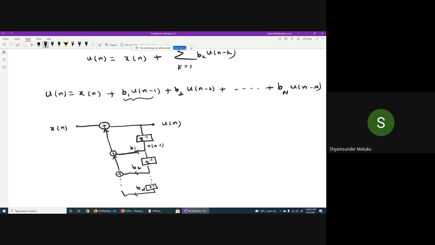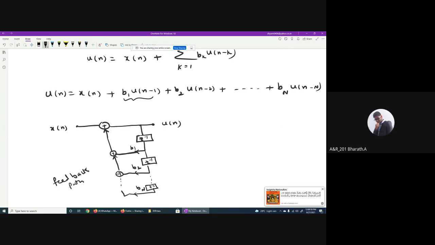So I hope this is clear now. It's a feedback, generally we call it feedback path. Why are we writing Z inverse, sir? Instead of Z inverse in the block, why can't we write just u of n minus 1? Here, Z inverse is a basic building block. Without building blocks, you cannot get u of n minus 1.